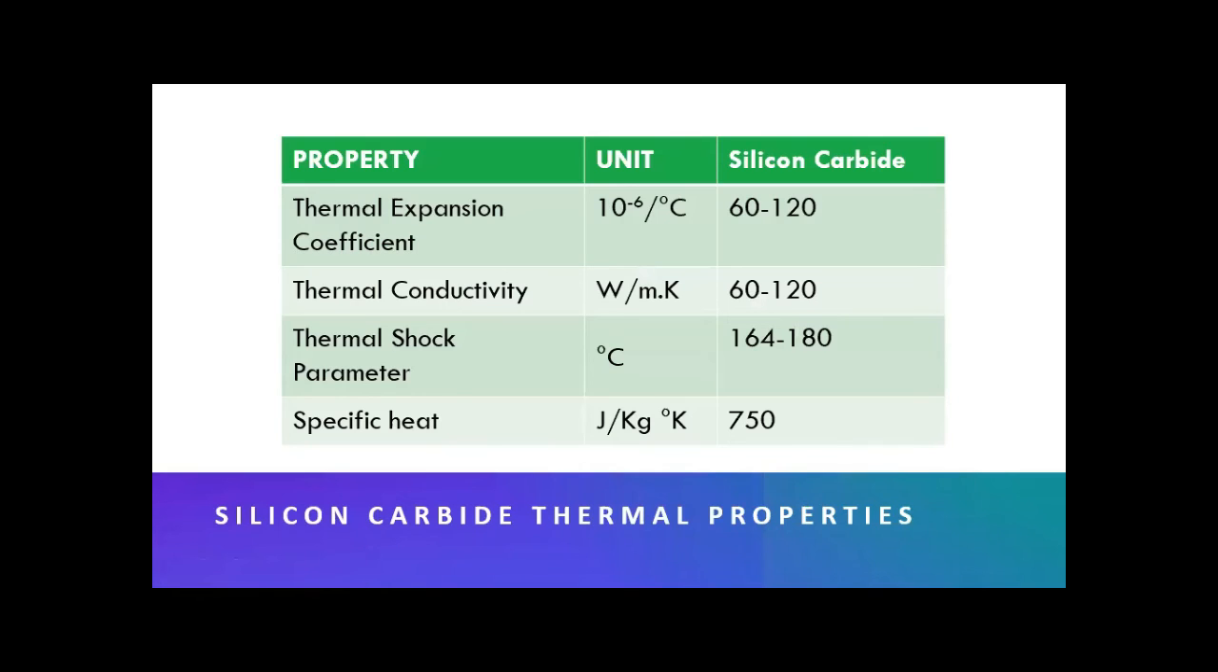So this is a property table of silicon carbide. This is the unit for the thermal expansion coefficient, and this is the value. Thermal conductivity is in watts per meter Kelvin. The thermal shock parameter is in Celsius, and specific heat is in joules per kilogram Kelvin.